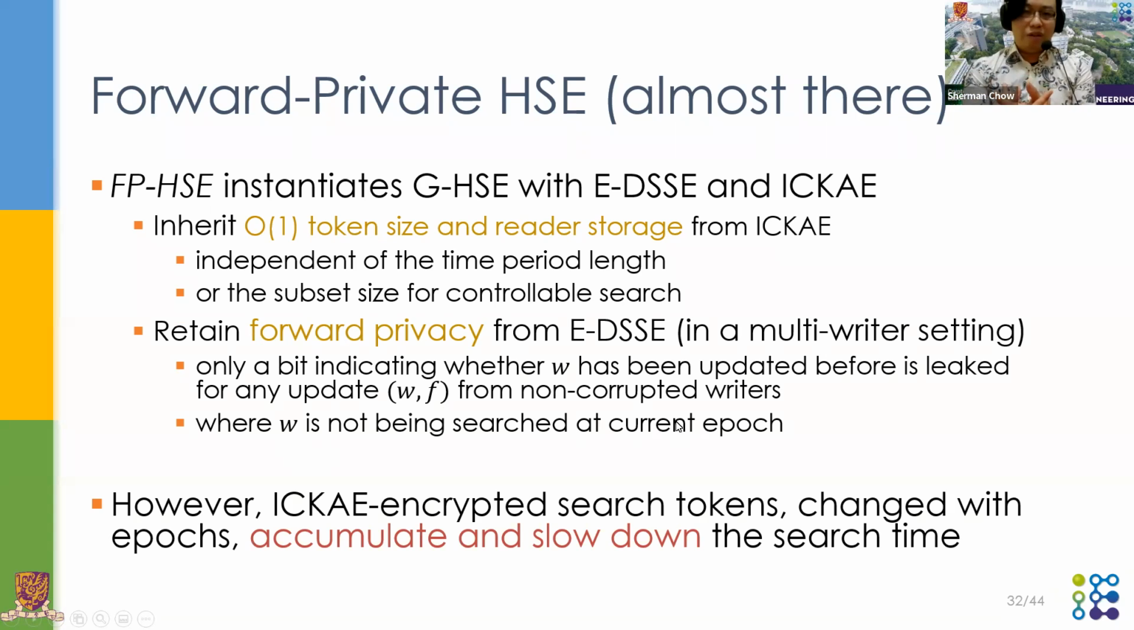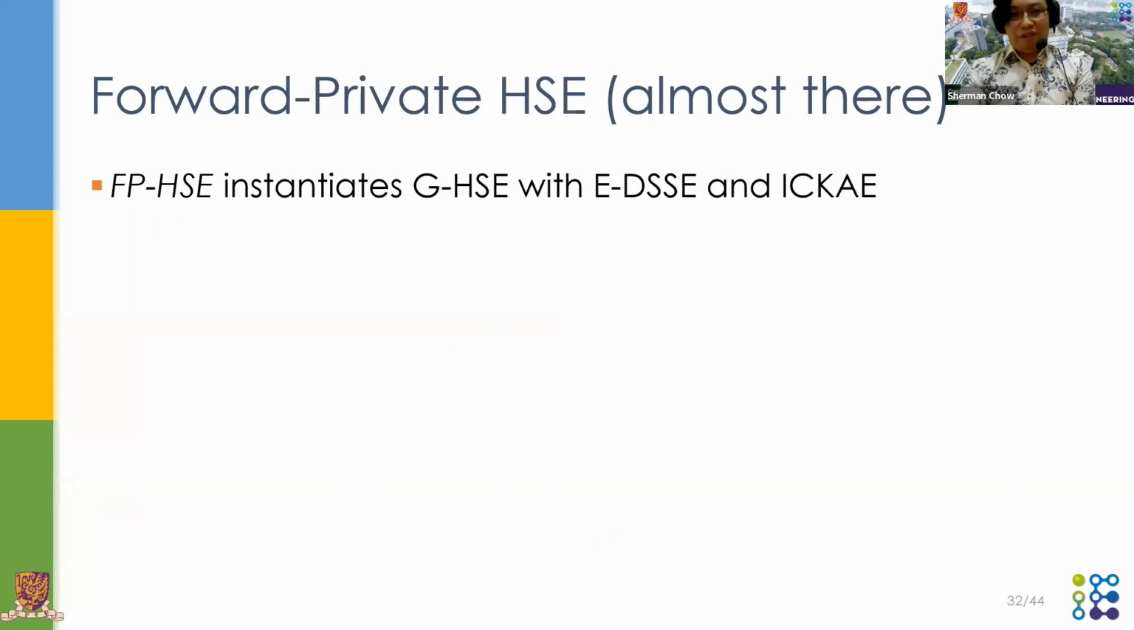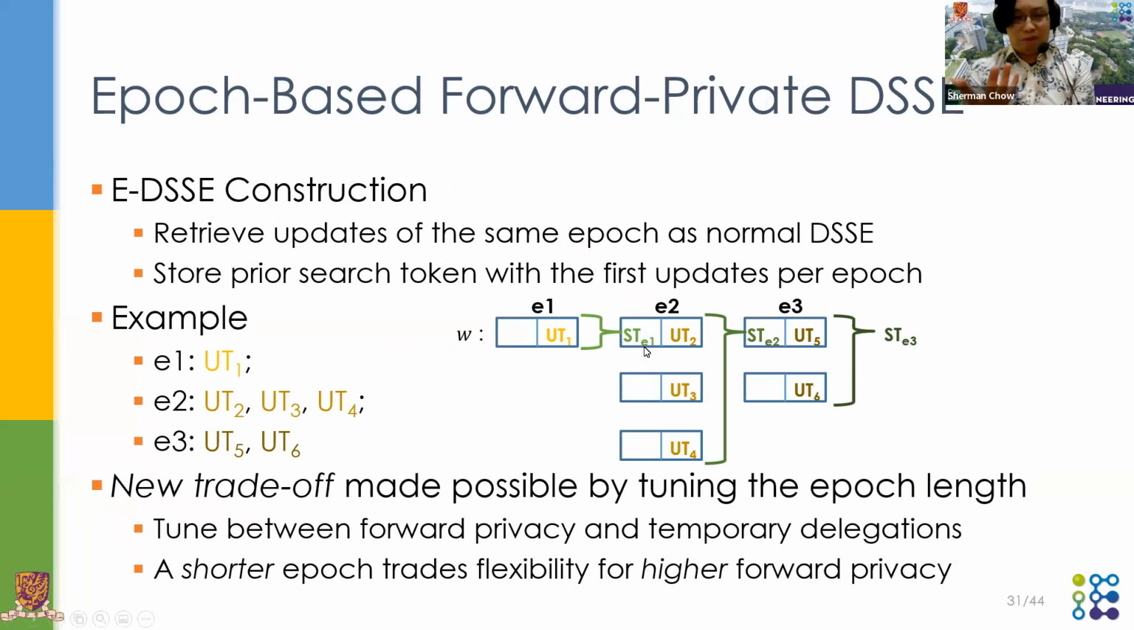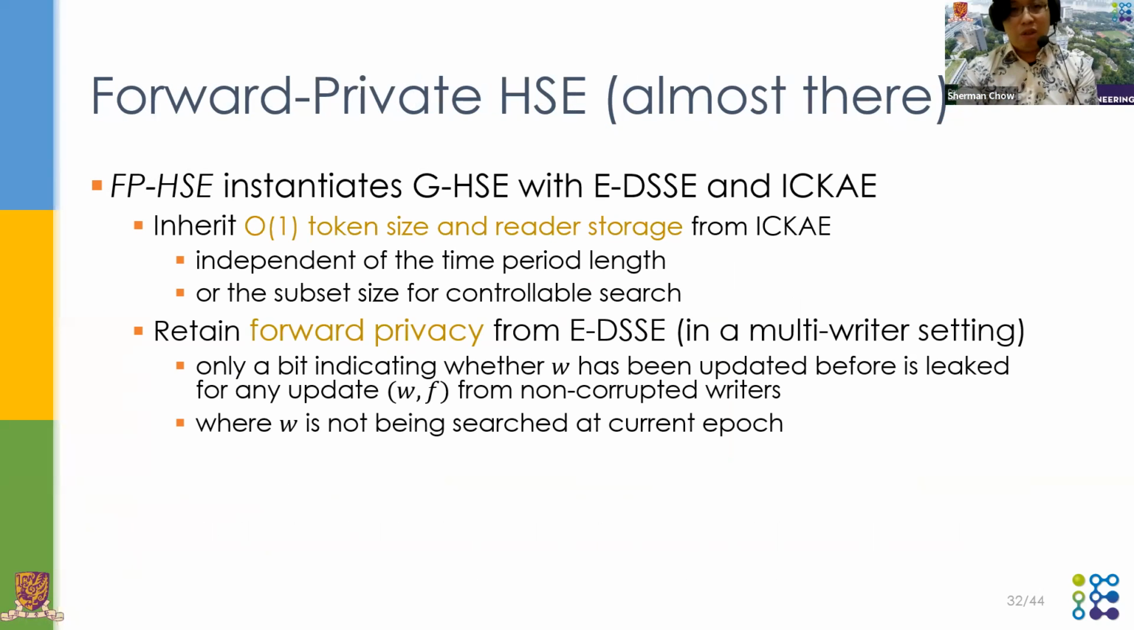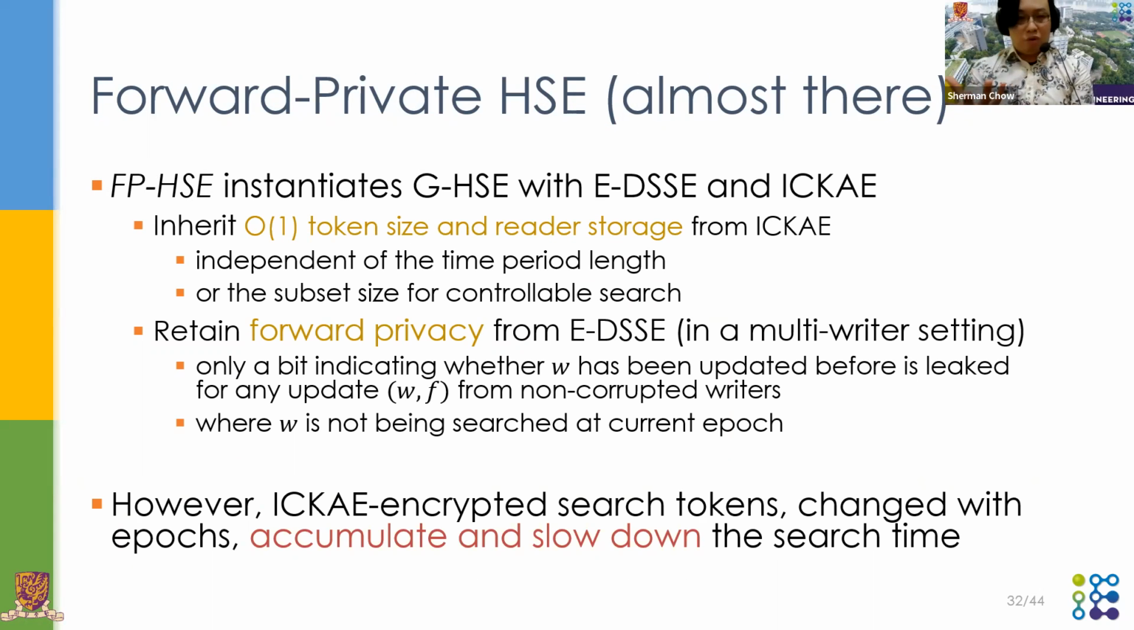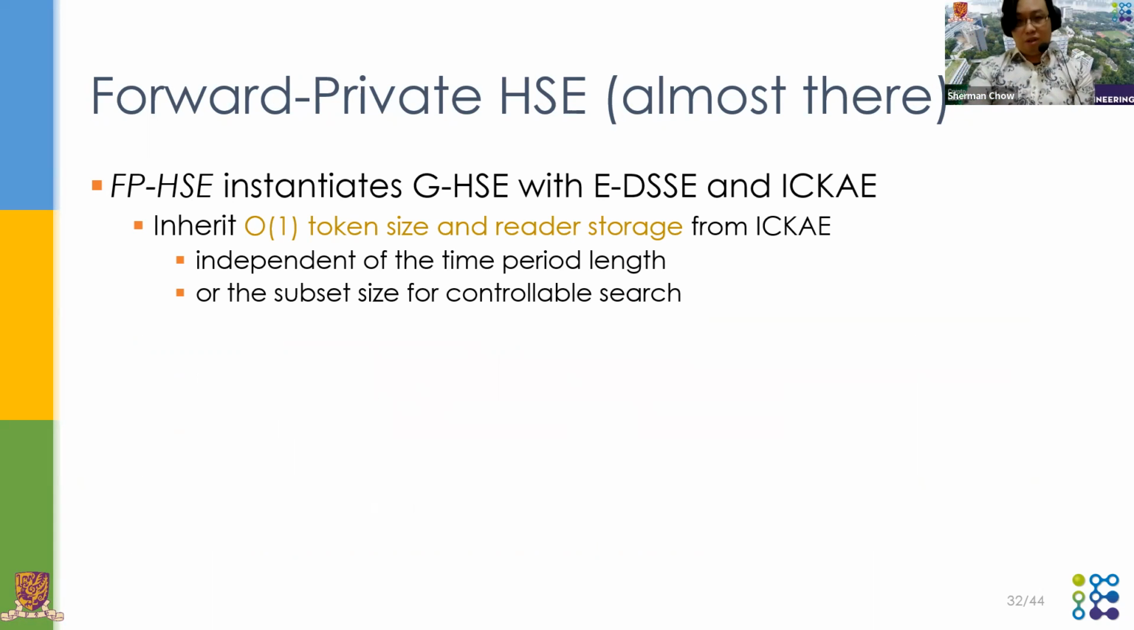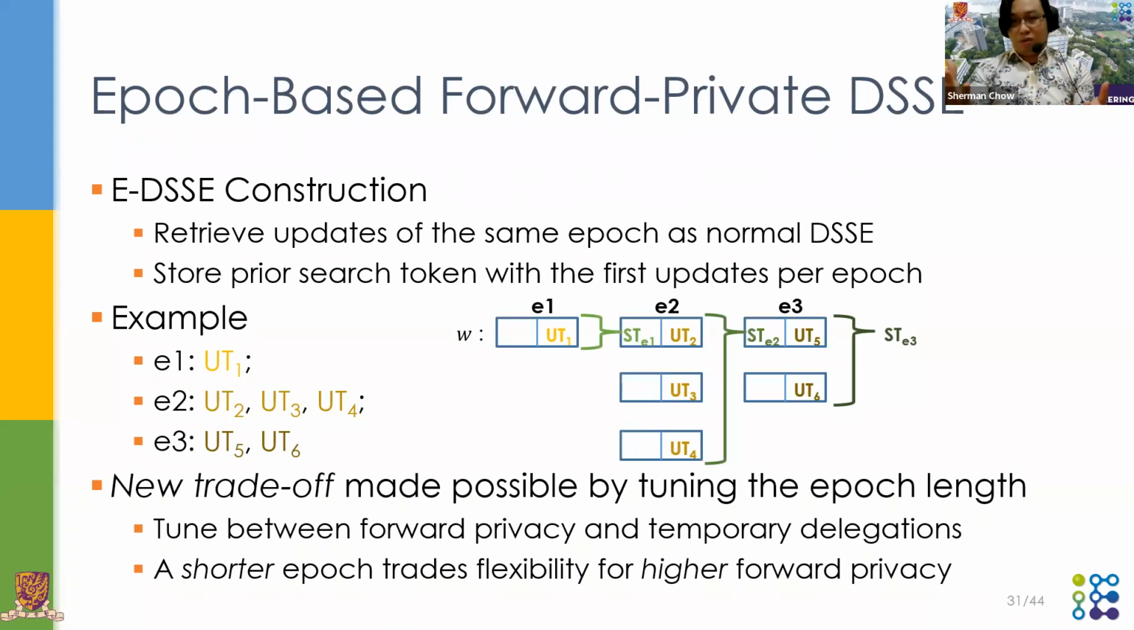Okay, so we are almost there. On the other hand, there's also one last issue. Because we introduce this extra search token, it will slow down the reader's searching time if these search tokens keep accumulating across the epochs. For now, we have the epochs going forward, and the writer needs to also prepare this search token just like in this slide. So eventually it will accumulate a lot.